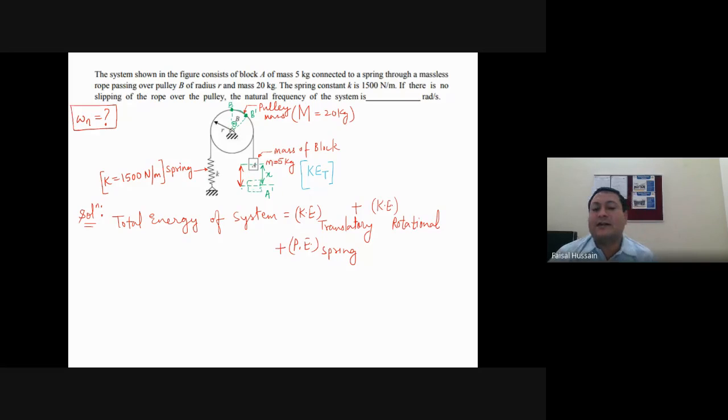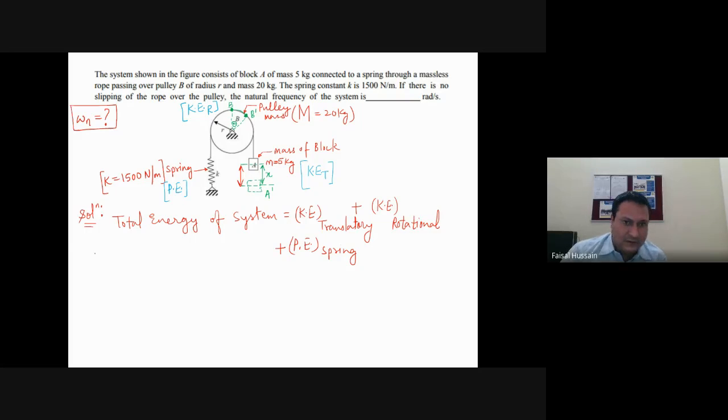The block is moving down, right, translatory motion. The pulley is moving, so there will be kinetic energy and it will be rotational due to the rotation of the pulley. There will be kinetic energy due to the translatory motion of the block, kinetic energy due to the rotation of the pulley, and potential energy as the spring is attached. So these are the three energies: two kinetic and one potential energy.